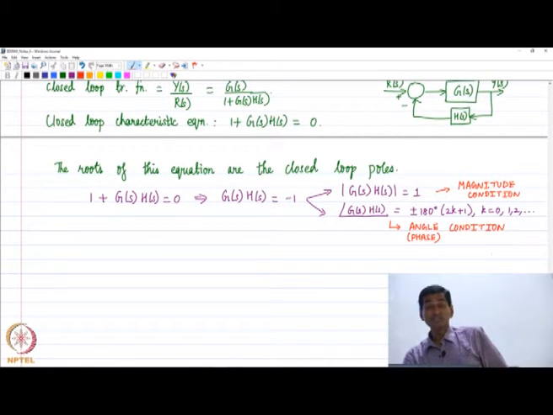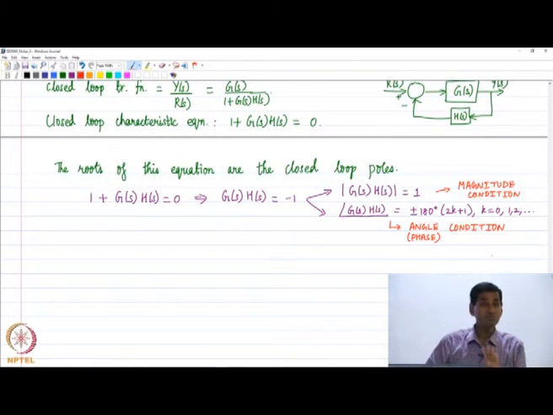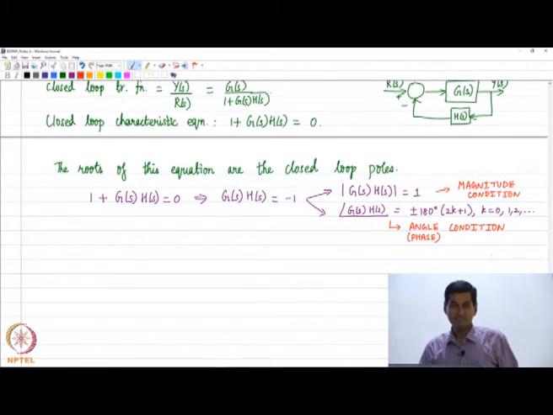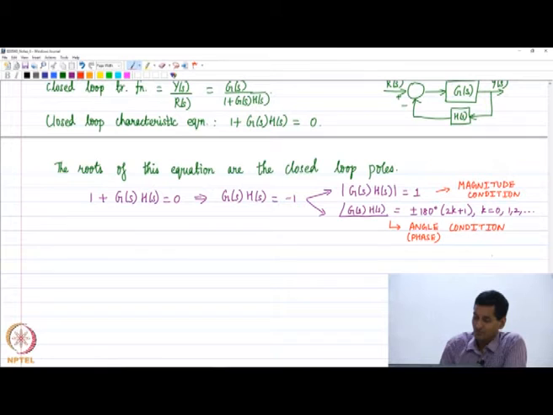So you see that from the closed loop characteristic equation we have got two conditions, and any value of s which satisfies these two conditions is a closed loop pole. I am sure we are still in agreement through this process. So any value of s which satisfies the magnitude of g of s h of s equals 1, and the phase of g of s h of s being an odd multiple of 180 degrees, is a closed loop pole. Now the question is, how are we going to use it to our advantage? That is what we are going to learn when we do root locus.